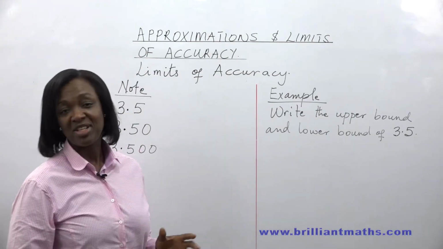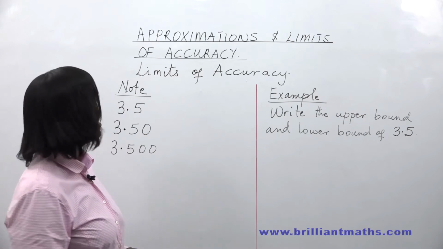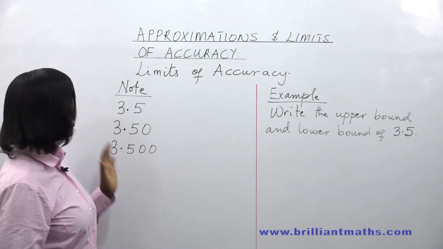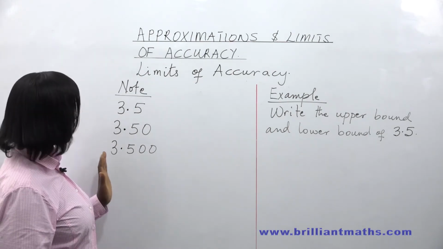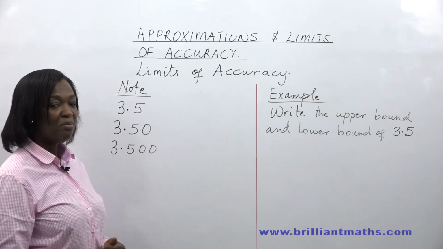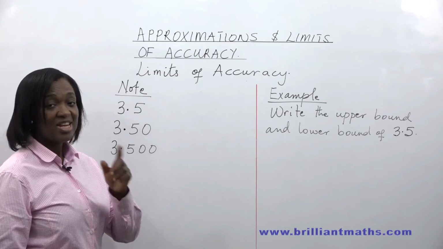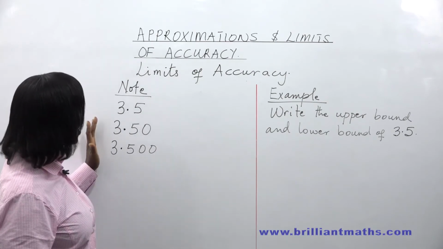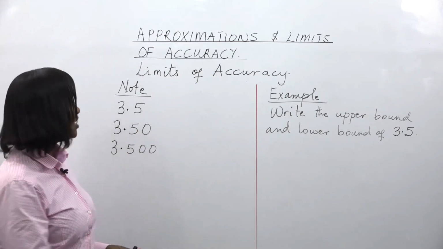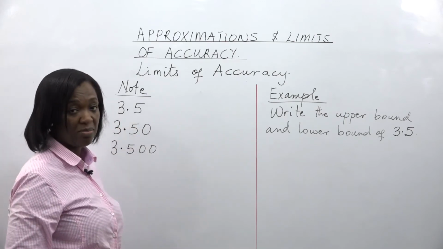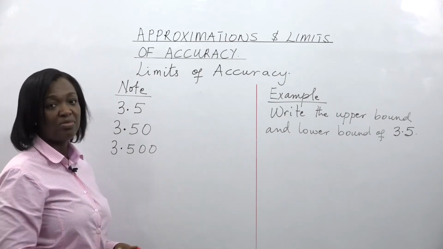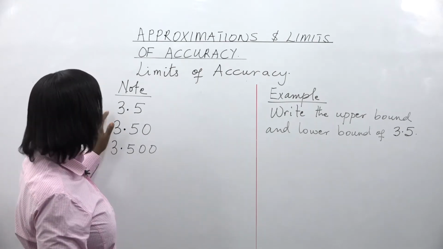Here we want to look at limits of accuracy. Look at these numbers, 3.5, 3.50, 3.500. They all appear to be the same. But in the real sense of it, they are not. They are not because the numbers have been rounded to different decimal places. This first one, 3.5, has been rounded to 1 decimal place. And this has been rounded to 2 decimal places. And this has been rounded to 3 decimal places. And there's so many numbers that can be rounded to 3.5.